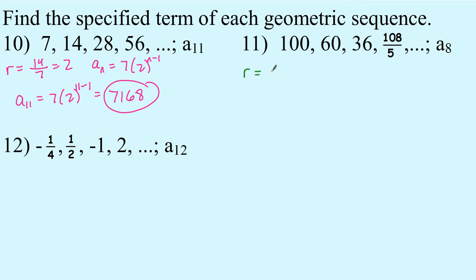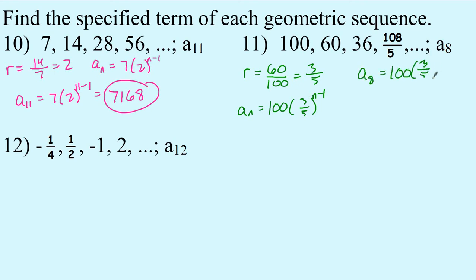For 11, our ratio is 60 over 100, so we get 3/5. So our nth term is 100 times 3/5 to the n minus 1. We want to find the 8th term. So 100 times 3/5 to the 8 minus 1. Oh, okay, sorry, I got myself turned around. So here we get 100, and then we would do 3 to the 7th and 5 to the 7th.